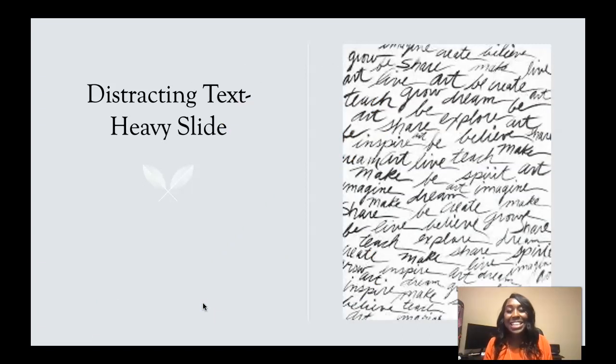Distracting text that is heavy. So with this, the main thing that we're looking for is with your slideshow presentation, it should be in bullet points.